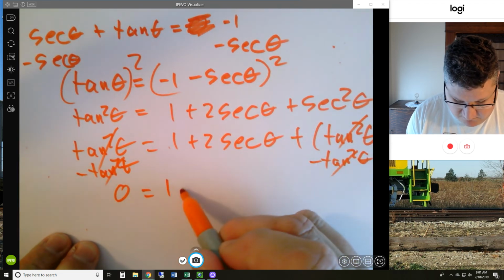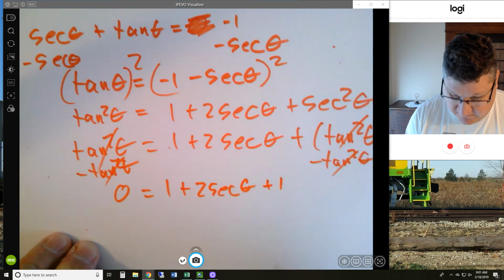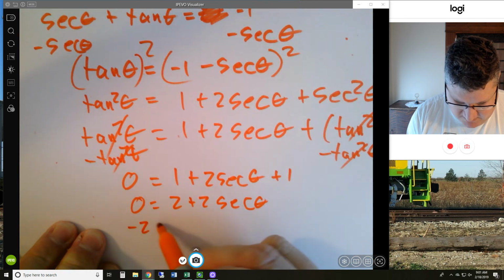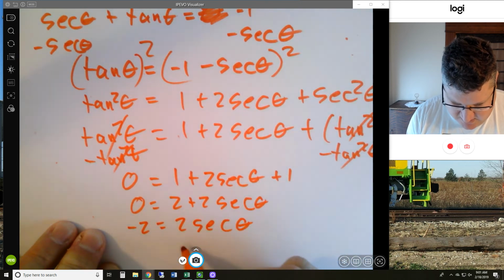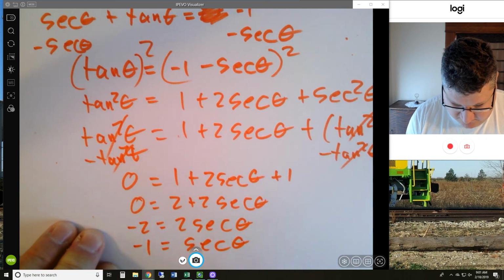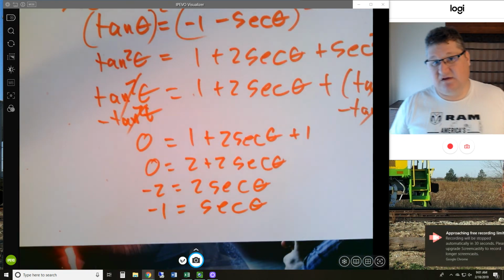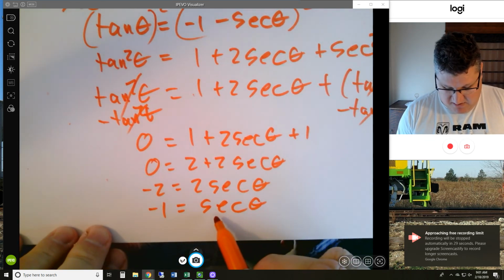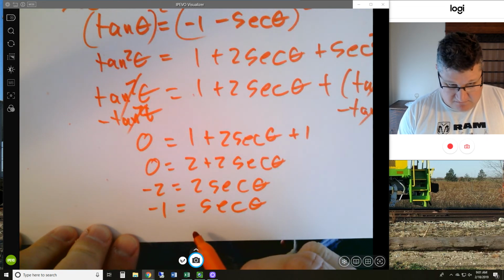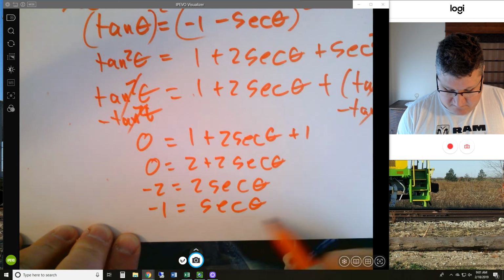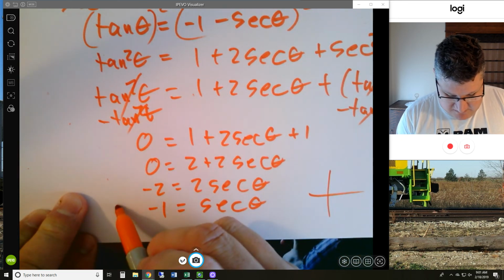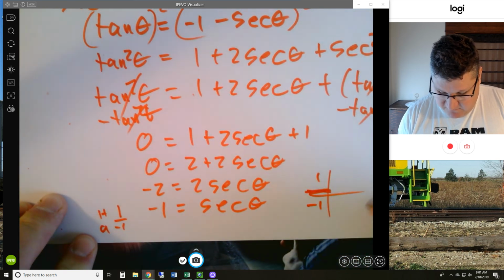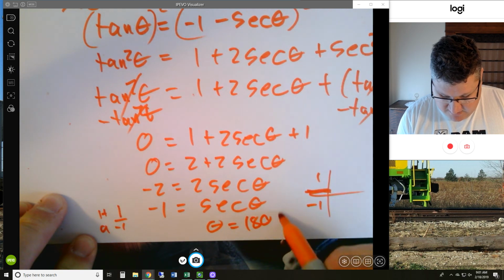Gone. 0 equals 1 plus 2 secant theta plus 1. So 0 equals 2 plus 2 secant theta. -2 equals 2 secant theta. Secant theta equals -1. So where in the world does secant theta equal -1? Well, let's see here. That would be hypotenuse 1, opposite -1. No, wait a minute. Secant goes with cosine, so that's adjacent. So it's going to be 180 degrees because we would say, hey, 1 over -1. So I have hypotenuse over adjacent. So that's 1 here, -1 here, 180 degrees. Theta equals 180. Yay, there it is.